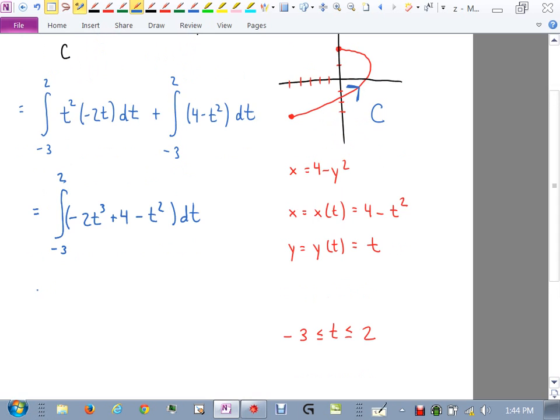And now, the antiderivative, we have -1/2 t to the 4th plus 4t minus 1/3 t cubed, evaluated from -3 to 2. So we get to plug those values in now, right? What do you get when we plug in 2? 2 to the 4th power, -8, right?